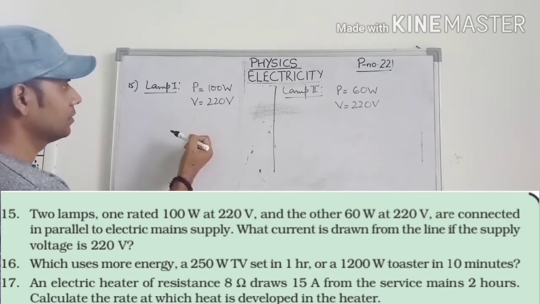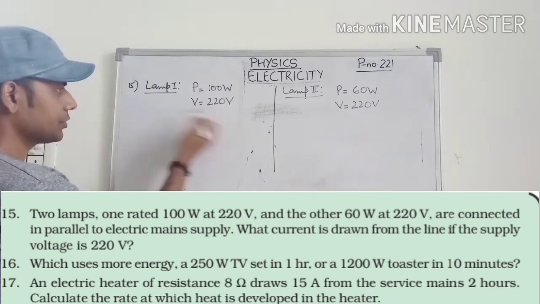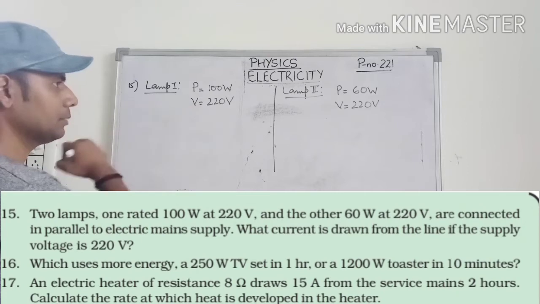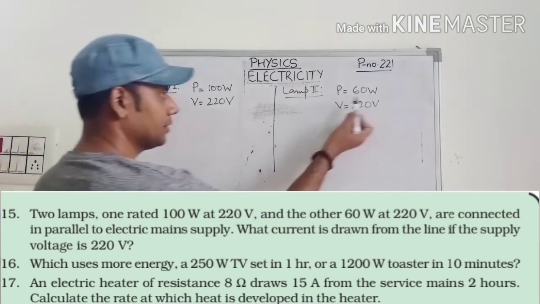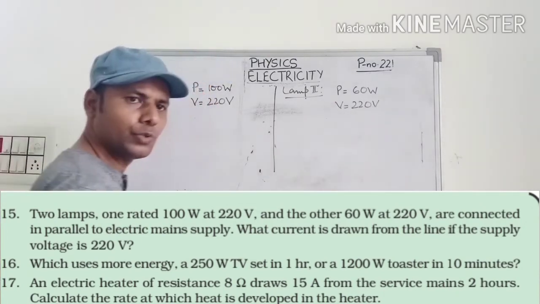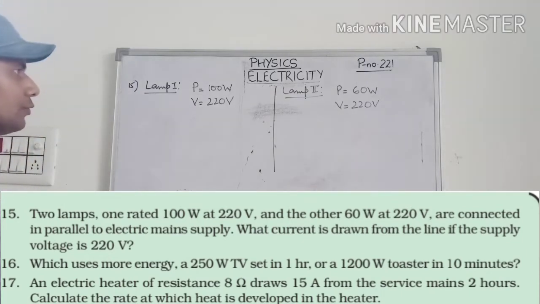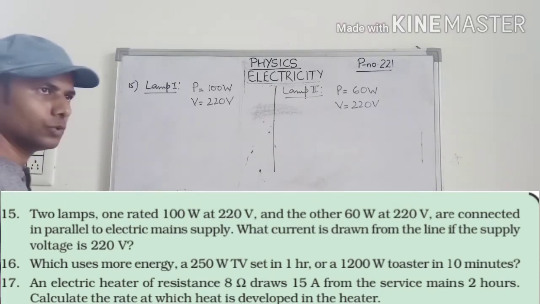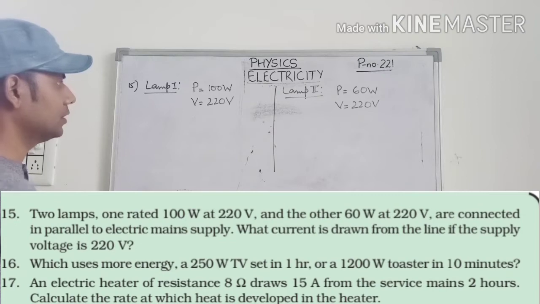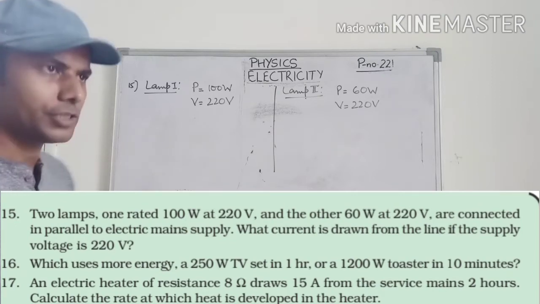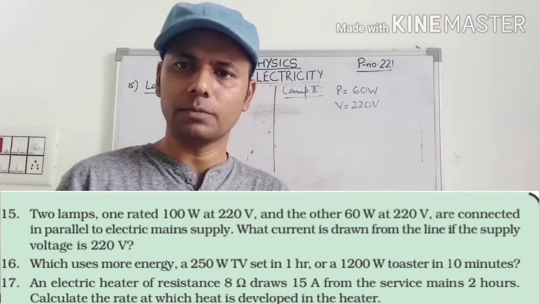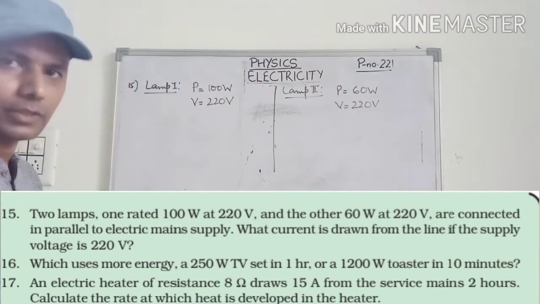Power is 100 watts and the voltage is 220 volts for lamp number 1. For lamp number 2, power is 60 watts and the voltage is 220 volts. So you have to calculate the total current through the whole circuit. We know that in a parallel combination, the current is divided into parts according to the number of resistors connected.